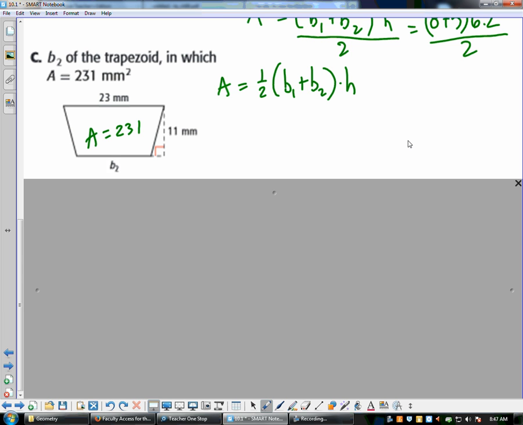All right. I know the area. 231 equals 1/2 times, what am I filling in here? Okay, 23 plus B2. And that's not a B squared, that's a B sub 2, which just means we're keeping the two bases separate. One's called B sub 1, the other's called B sub 2, or you could say B1 and B2. Times 11. Everybody agree? All right, at this point, we have the algebraic task of solving for B2. We need to get B2 by itself. So what would you recommend doing first in order to accomplish that, Nicole?